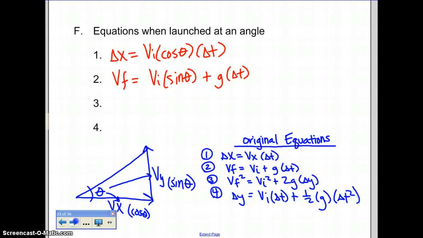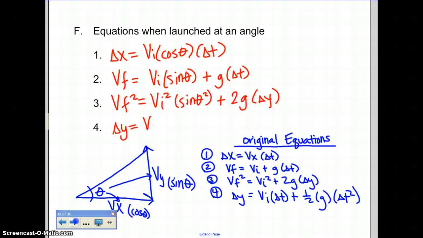All right, number 3. Vf squared equals Vi squared plus 2g delta y. Well, that's a dead giveaway that you want to use the delta y, so therefore it should be the sine function because it says delta y right into it. But also g is in there. So this new equation is Vf squared equals Vi squared sine theta squared plus 2g delta y. And number 4, this new equation is going to be delta y equals Vi cosine theta times delta t plus 1/2 g delta t squared.